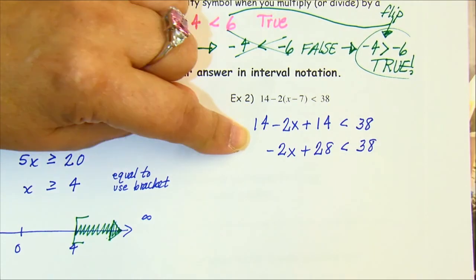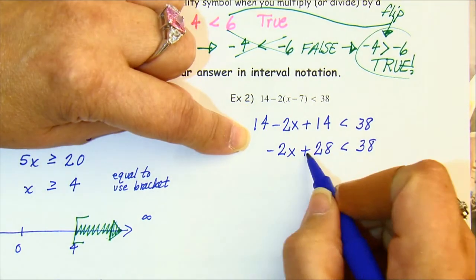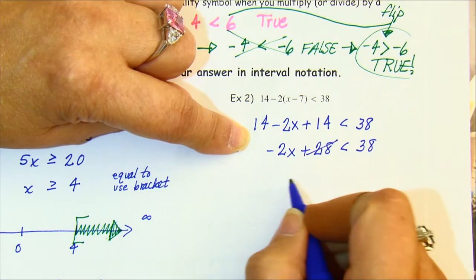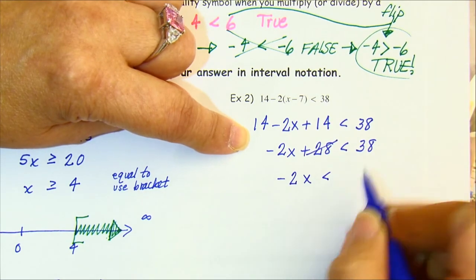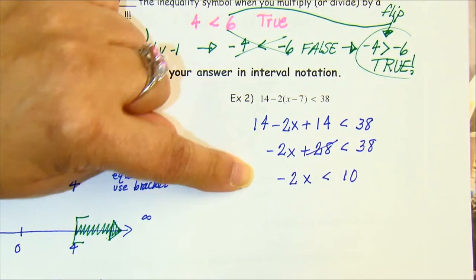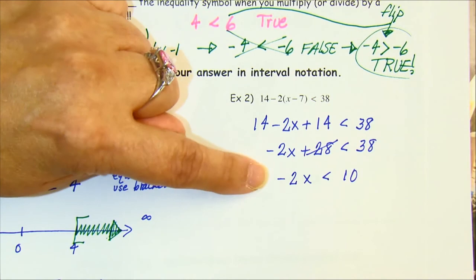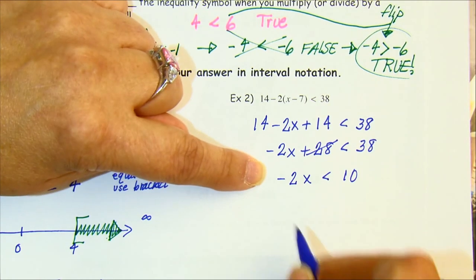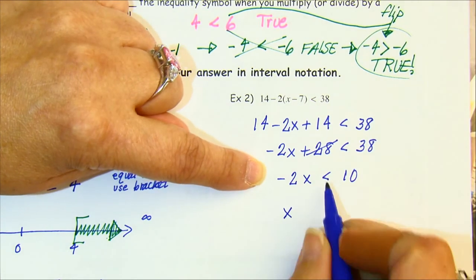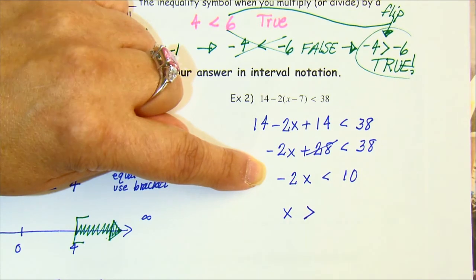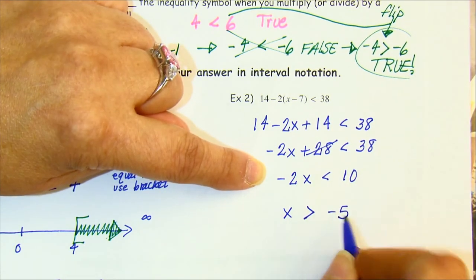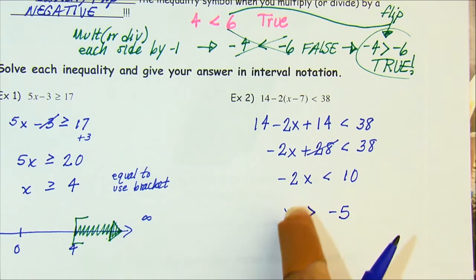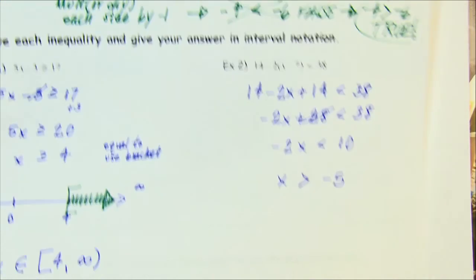Combine like terms on opposite sides. I'm taking that off, and I've got negative 2x is less than, when I subtract 28, I get 10. Now here I have to divide by a negative. Okay, when you divide by a negative, you must flip that inequality symbol. And 10 divided by negative 2 is negative 5. Okay, this is my answer in terms of an inequality.